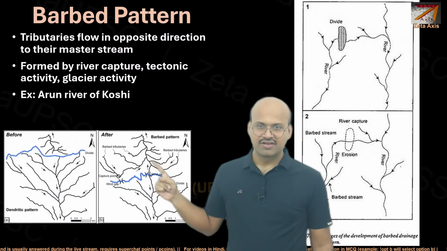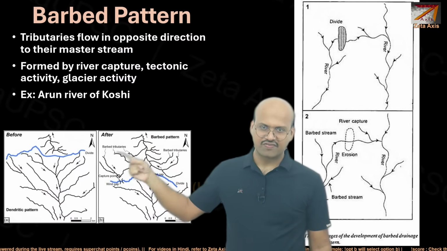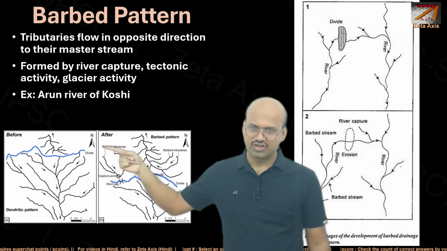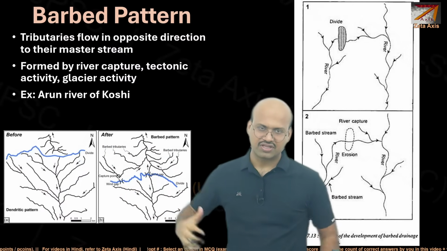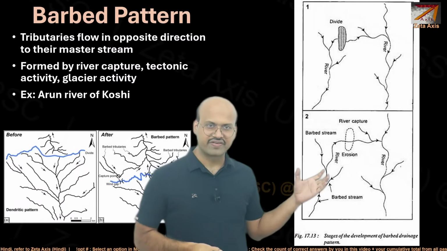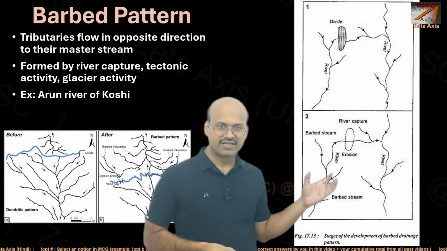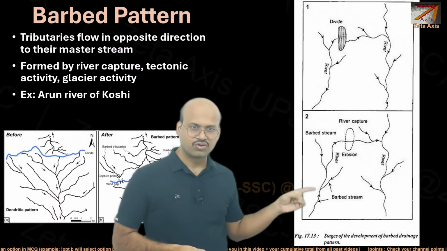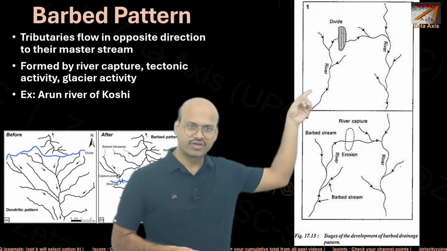The main river branch is moving in this direction, while here we can see that the river water is flowing in this direction. So they are on opposite sides. This is also an example of river capture, where we can see that there are streams which have changed their direction. So here we can see that the water is flowing in this direction.